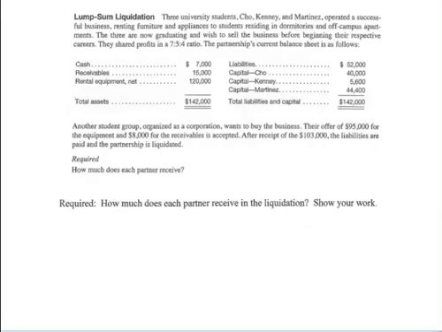Last semester I had the class work this problem during class time, but because of the snow days we've lost a day, so we're going to do this in a video instead. So at this point you should pause the video and do a quick read of the problem.